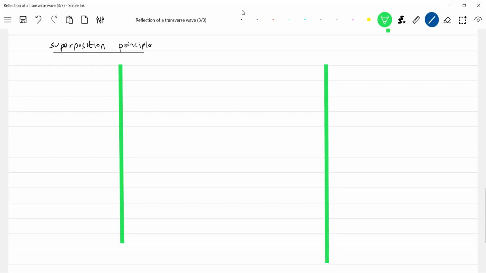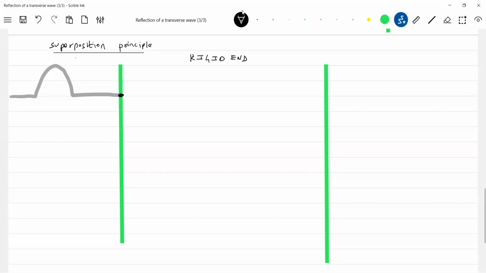This is the practical one and the theoretical. So actually, this is the wave, and there's a free end. Sorry, rigid end. Let me write it as a subheading. So this point P is a rigid end.